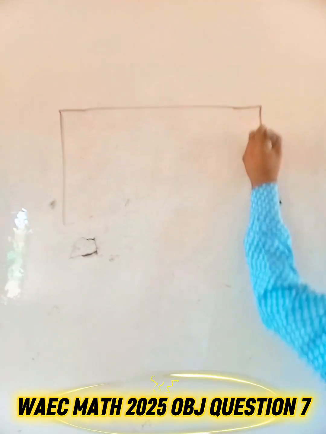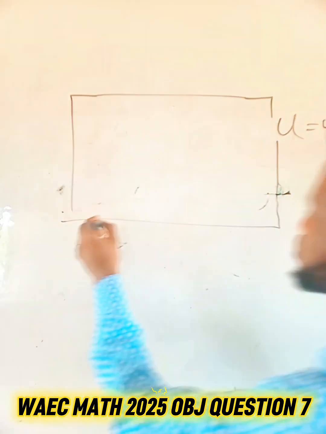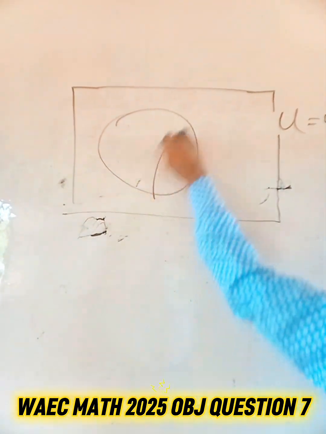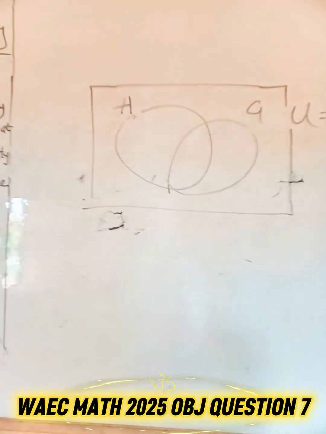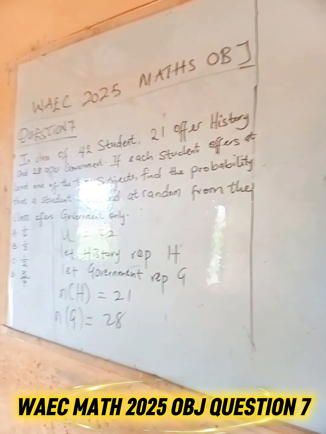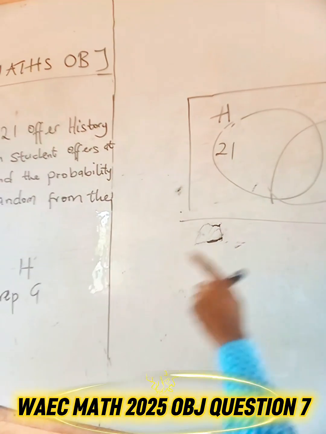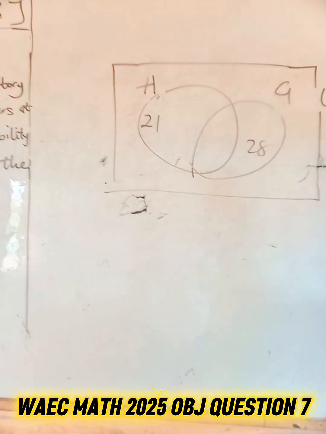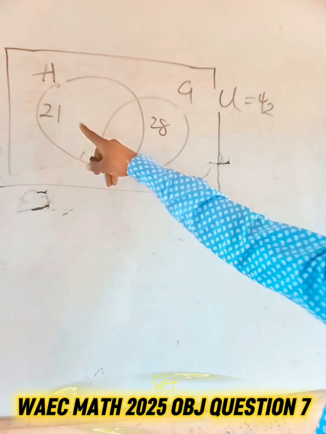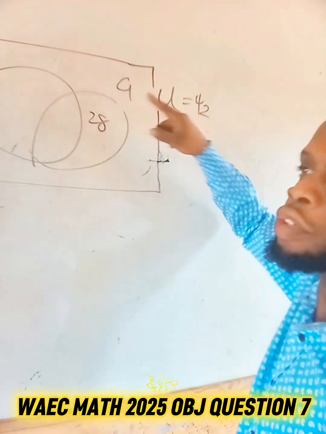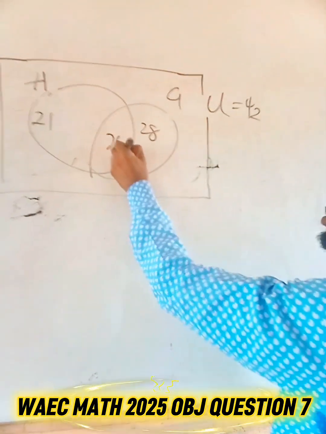So we have the universal set to be 42. This circle will represent history, and this one will represent government. So let's put the information on the Venn diagram. We are told that history is 21, so this is 21. Government is 28. For us to know the number of students that offered only history and the number that offered only government, we need to know the number of students that offered both. So this is both, the intersection. So this place will be X.